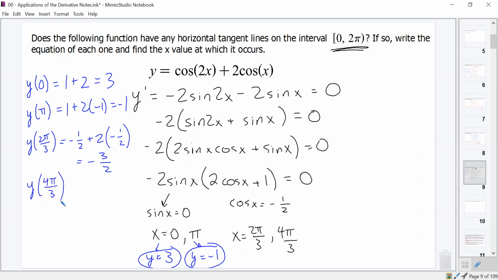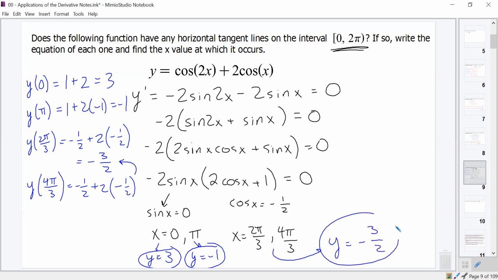And when we plug in 4 pi over 3, we're going to see that we're going to get the exact same value. We double 4 pi over 3 for cosine 2x. That's 8 pi over 3. 8 pi over 3 is effectively the same as 2 pi over 3 if you knock 2 pi off of it. Cosine of 2 pi over 3 is -1/2. And then 2 times the cosine of 4 pi over 3 is 2 times -1/2. And that also yields -3/2. So both of these will give us y equals -3/2 as our horizontal tangent lines.